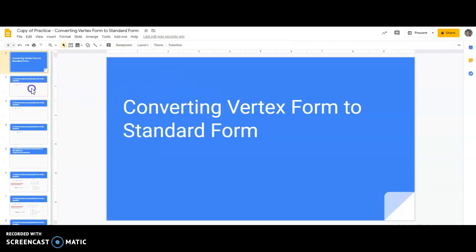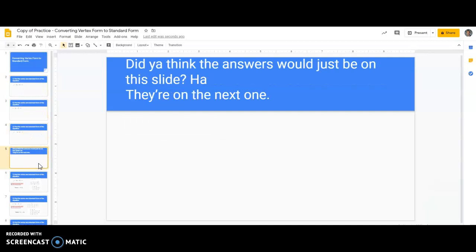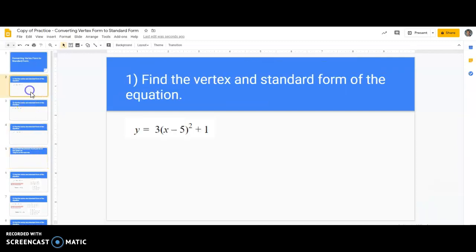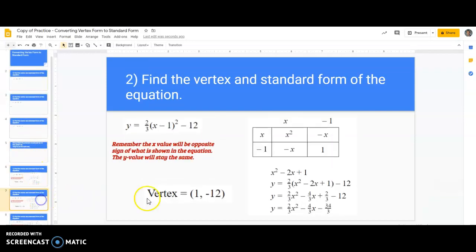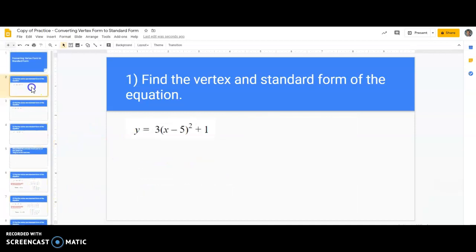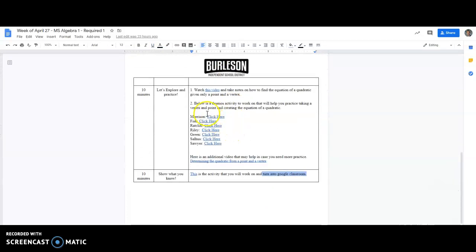Here we are just converting 3 problems into standard form. Just do it on a sheet of notebook paper, scratch paper, or whatever. And then they give you the answers at the end to check your work and walk you through what to do. So it's just for practice. And then there are some other videos that may help if you need help, and then a little summary of what you learned there. The next part is a Desmos activity.